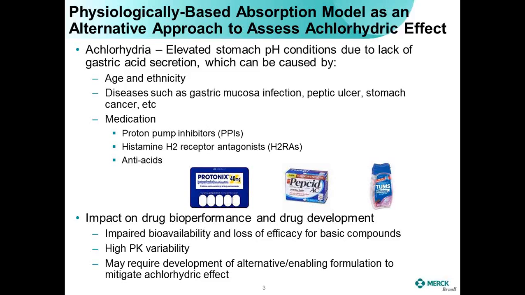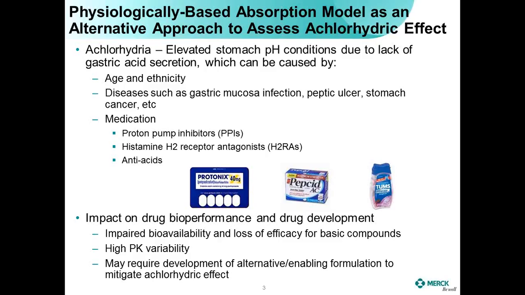Let's start with the first part, which is using physiologically-based absorption model as an alternative approach to assess Achlorhydric effect. Achlorhydria or hypochlorhydria is a condition commonly known as a lack of or reduced secretion of gastric acid in the stomach, which has been shown to significantly impair the absorption of weakly basic drugs, which show low solubility at high pH or intestinal pH range.